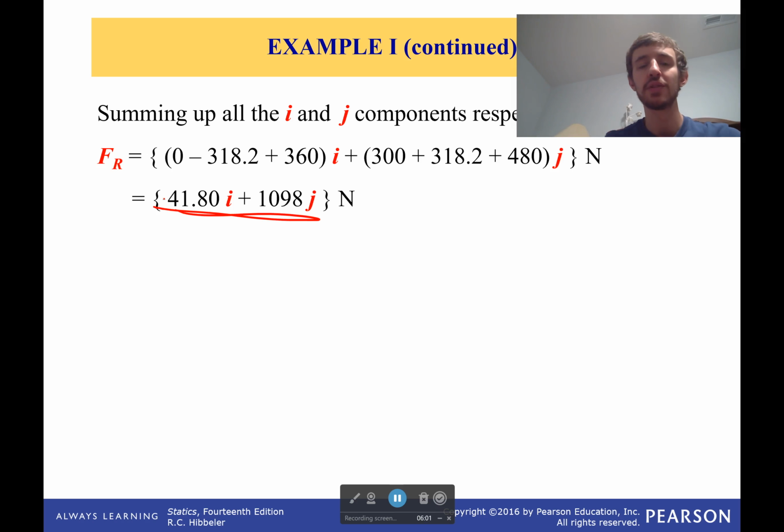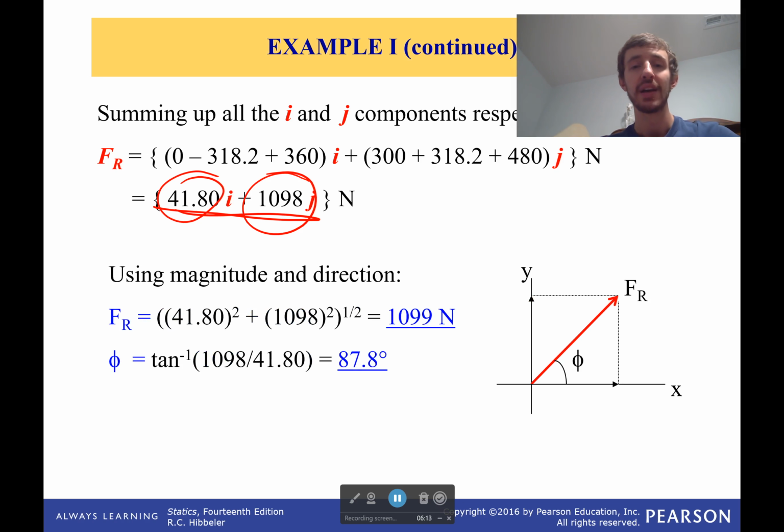Okay, so here are our 2 components. You can see that it's barely going in the x direction, but it's really pointing up, which makes sense because all 3 vectors were pointing up and only 2 of the vectors were pointing in the positive direction for x. And then we just use Pythagorean Theorem, which is right here. We sum the square of the components, and then we take the square root. And we use our inverse tan function to get the angle. Okay? And there you have it.